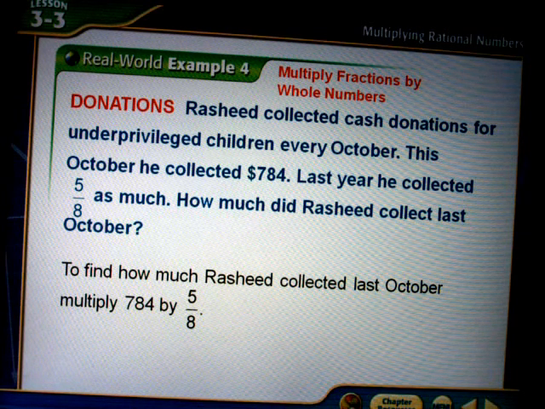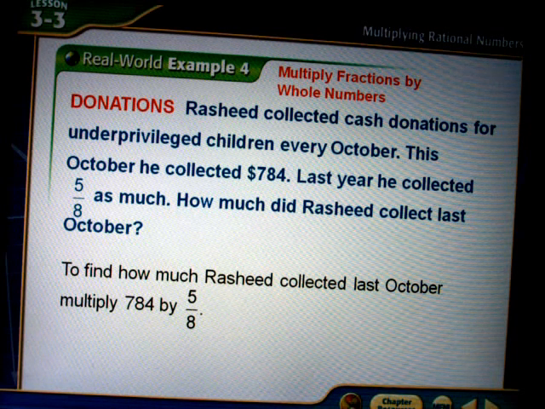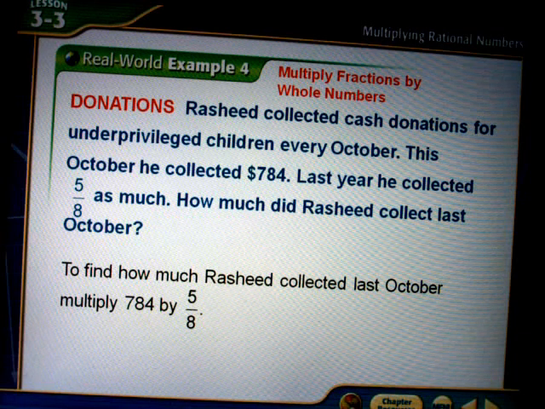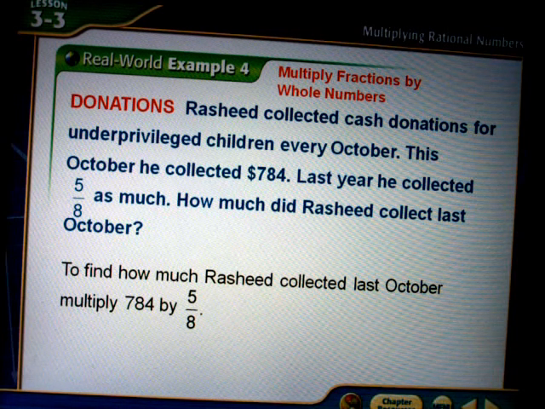Alright, so now what we're going to do is do a little bit of an example where it's taken into the context of a word problem. Rashid collected cash donations for underprivileged children every October. This October, he collected $784. Last year, he collected 5/8 as much. How much did Rashid collect last October?